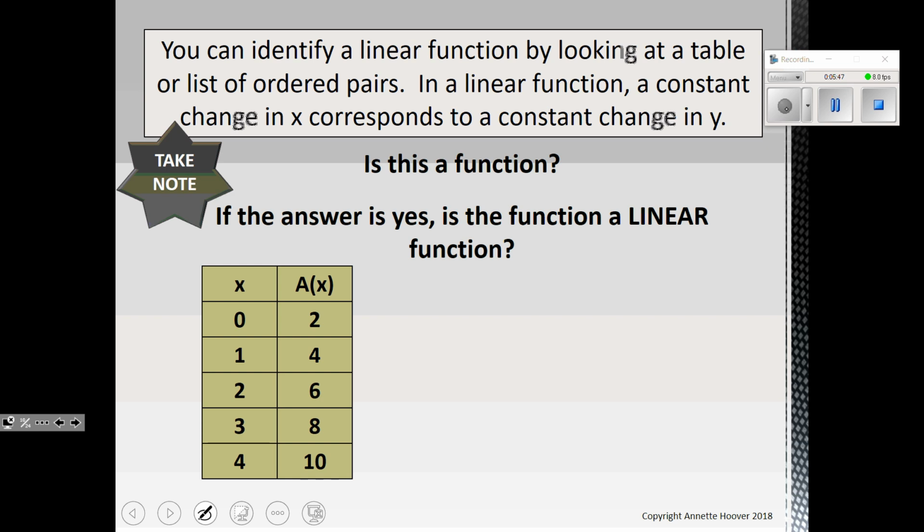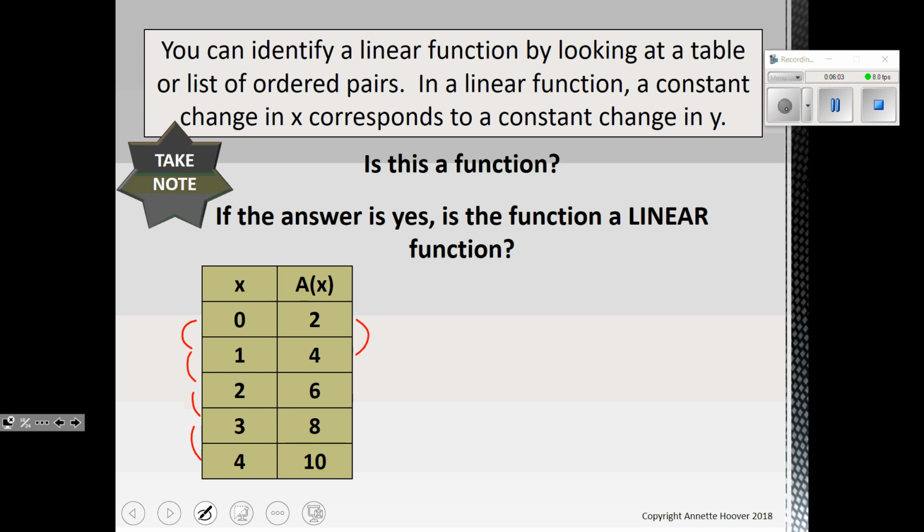Is this a function? Does the x ever repeat? 0, 1, 2, 3, and 4. The x never repeats, so it is a function. Is it linear? Well, I can tell by looking at the x each time it's going up by 1, so that's good. Let's check the y's.